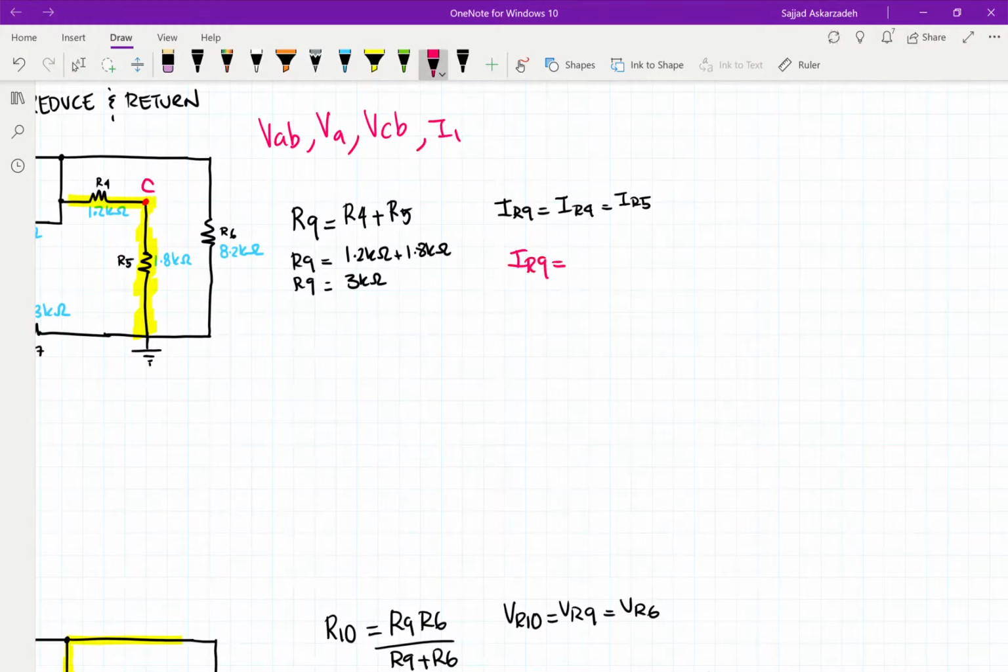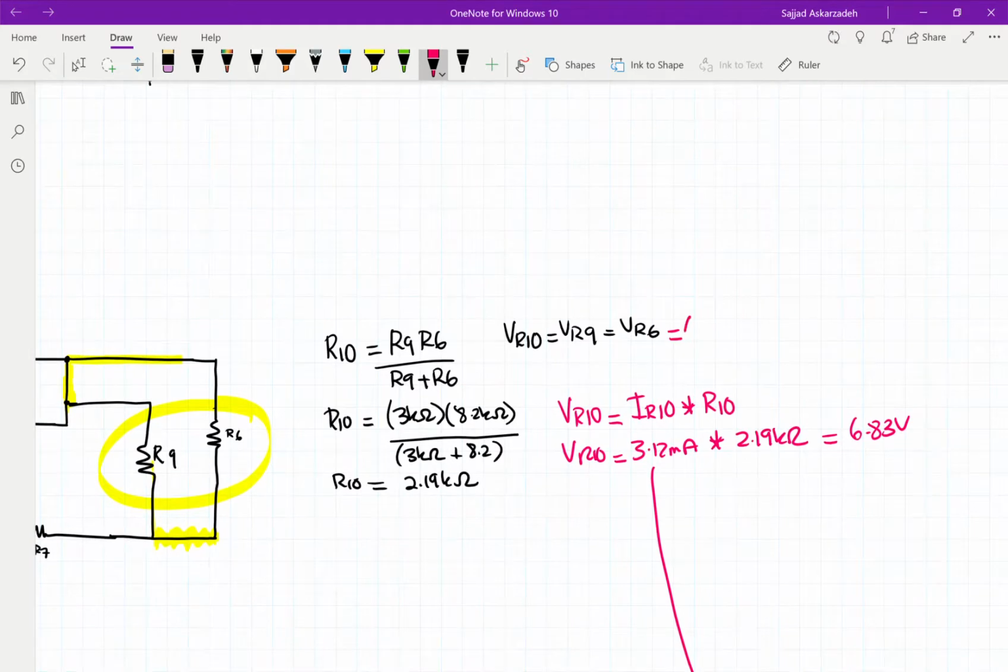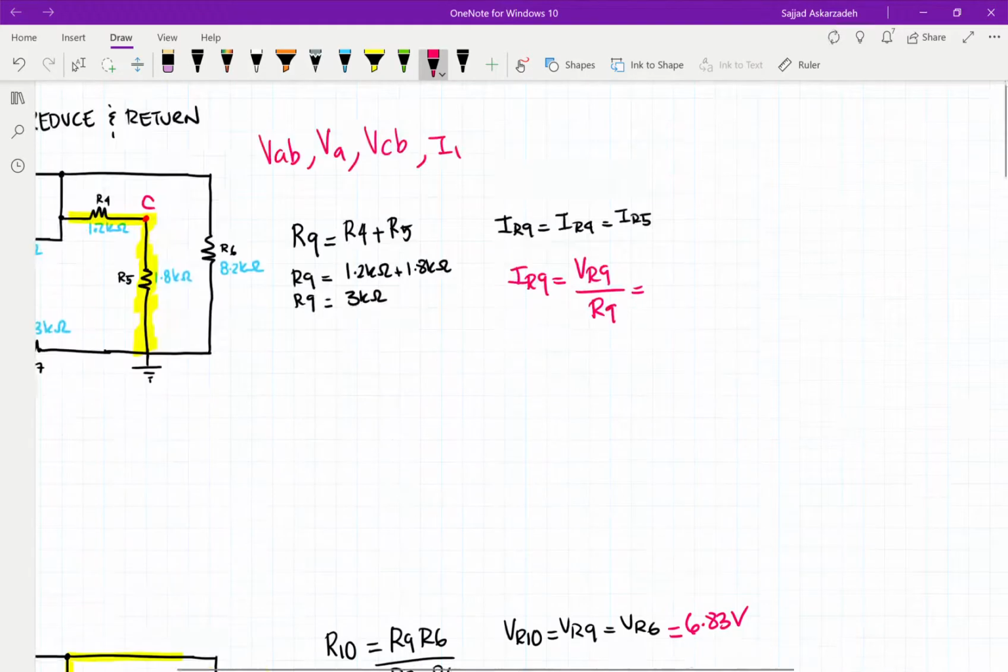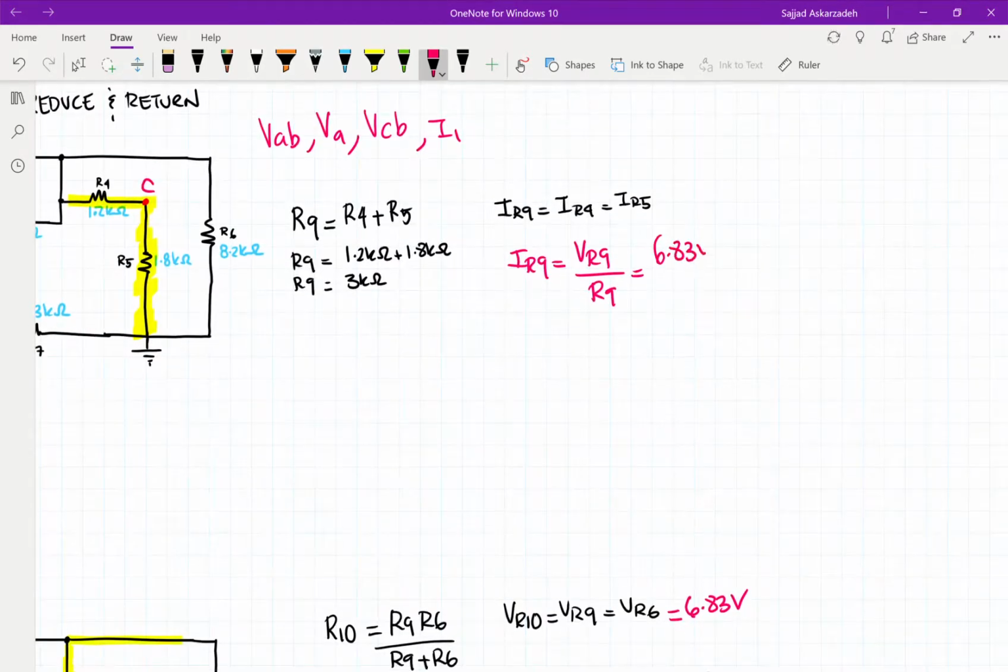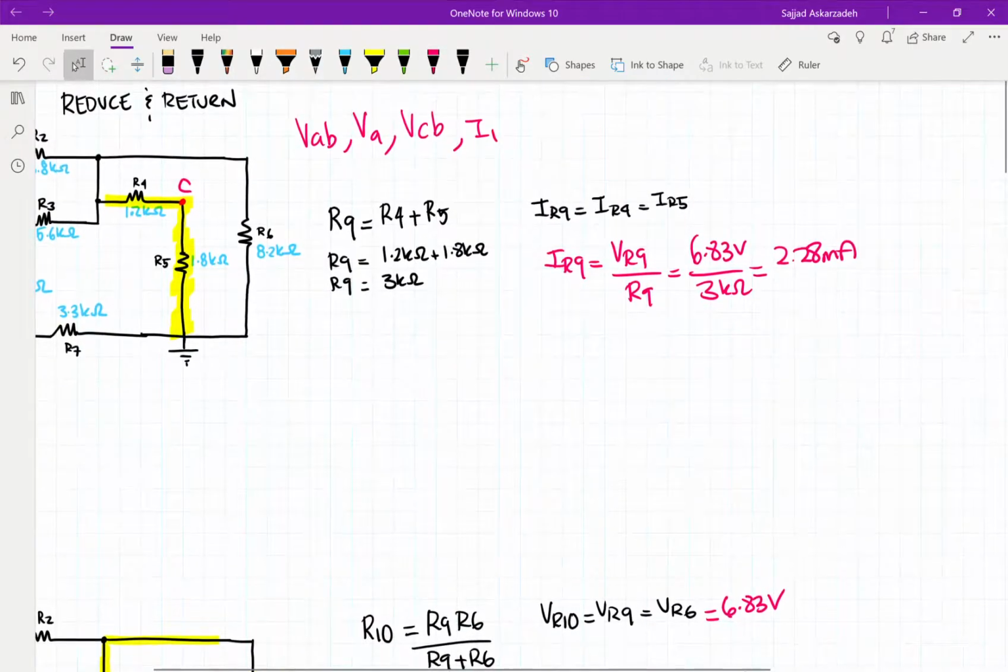And the last one, which is IR9, is going to be VR9 divided by R9, and we already know that VR9 is equal to 6.83 volts, so we can go ahead and write that there. R9 is already 3 kilo ohms, and then we come up with our IR9, which is equal to 2.28 milliamps. So now that we've found everything, this is pretty much reduce and return. We found the values for the currents and voltages for all the components in this circuit.